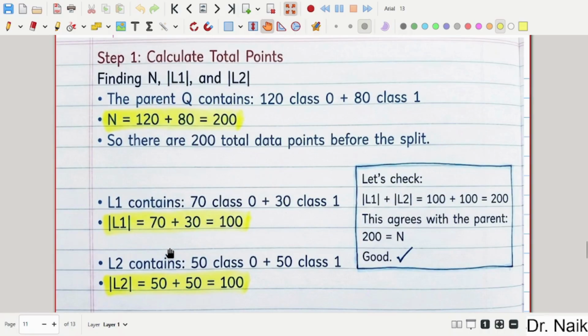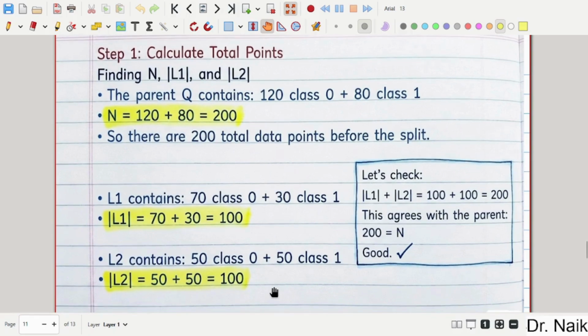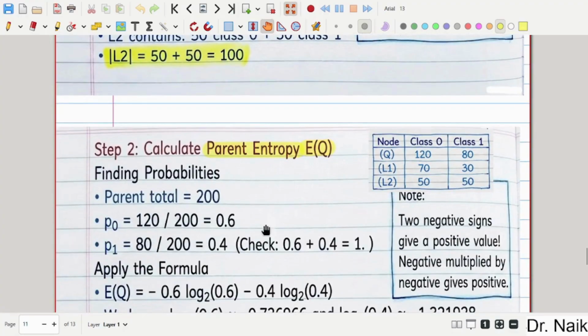Similarly, calculate the total number of points in child node L2. The data given in the question is 50 points belong to class 0 and 50 points belong to class 1. So the total number of points in L2 is 50 plus 50, that is 100. Now check whether L1 plus L2 equals the total number of points in the parent node. 100 plus 100 is equal to 200, which agrees with the parent node's 200 points. So our calculation is correct.